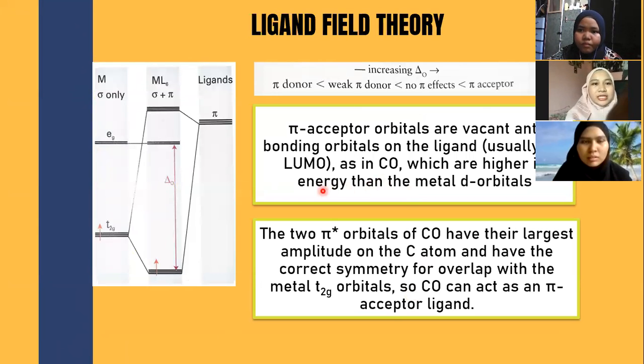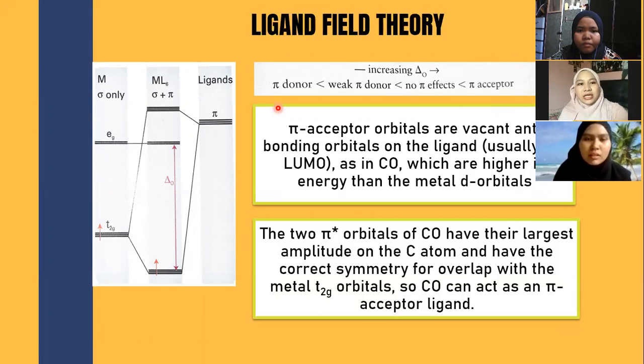So as you can see, the pi acceptor orbitals are vacant anti-bonding orbitals on the ligand. Usually the LUMO, as in the carbonyl, which is the ligand bonded to the nickel, is higher in energy than the metal d orbitals. As you can see in the picture, the energy of the ligand is higher than the metal, so it will increase the splitting energy.